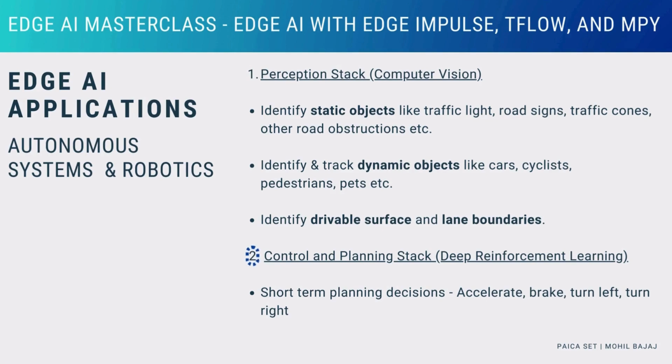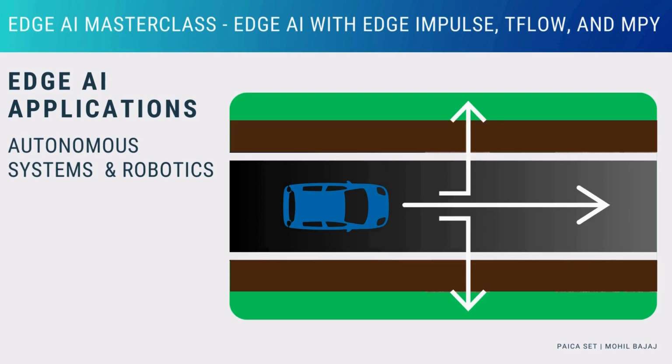Another component of a robotic system that uses machine learning is the control and the planning stack. Most modern planning stacks use some variation of deep reinforcement learning to make short-term decisions, like when to accelerate, brake, turn left or right. And that is all for this video on Edge AI's application to autonomous systems.